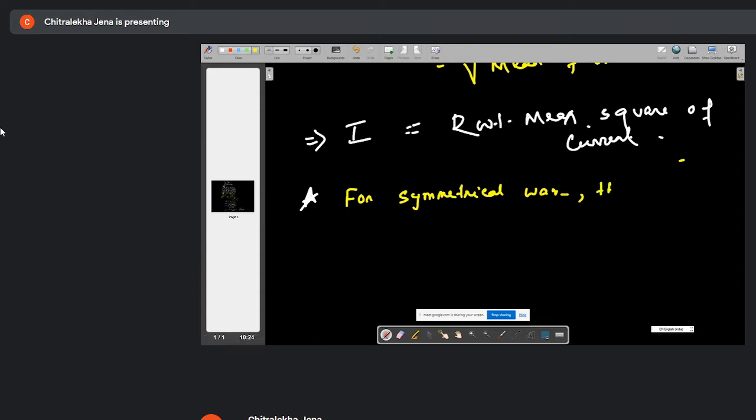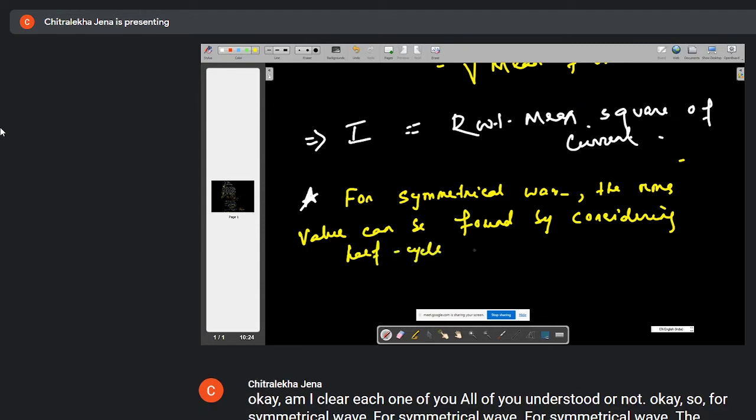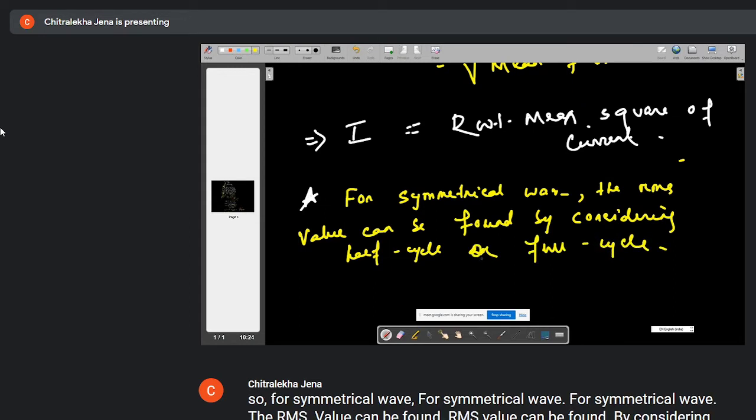So for a symmetrical wave, the RMS value can be found by considering half cycle or full cycle. You can take any and you will get the same answer, half cycle or full cycle.